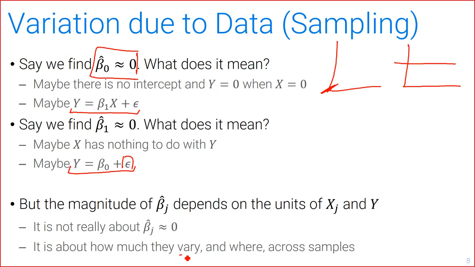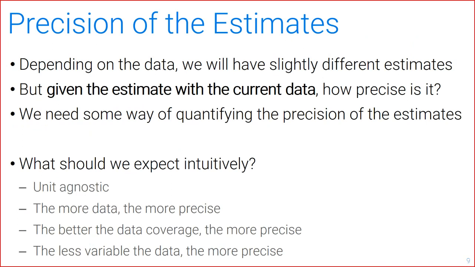It's actually about how much they vary and where they vary across the samples. That's really the point. So it's not really about the size of the coefficient. It's about how much we expect it to vary, and around which values, whenever we collect more data, or if we were able to collect more data. So again, depending on the data, we're going to have slightly different estimates. But given the current estimate with the current data, we only have one data set, only one coefficient. How precise is it? How can we quantify this? We need some way of quantifying this precision of the estimates.